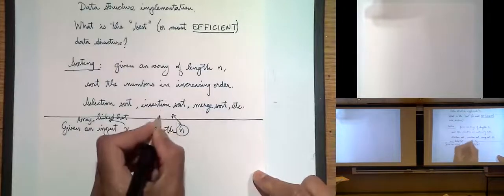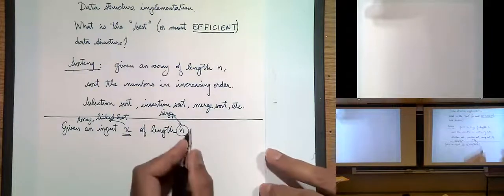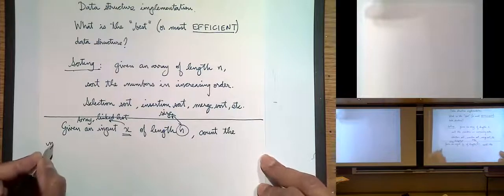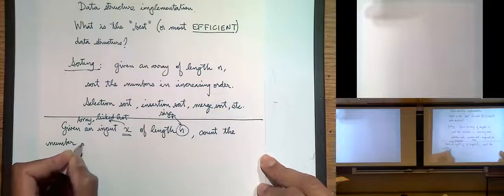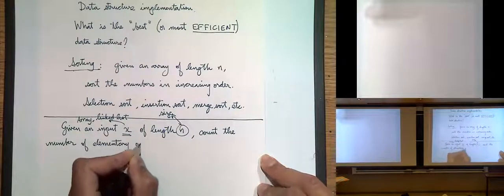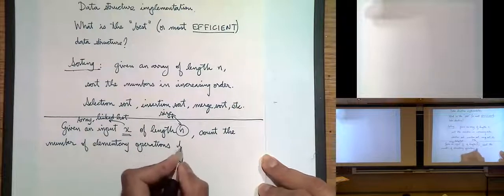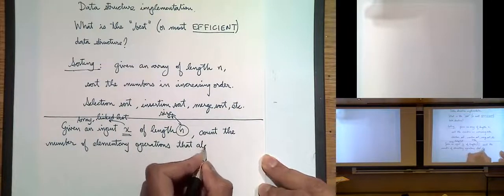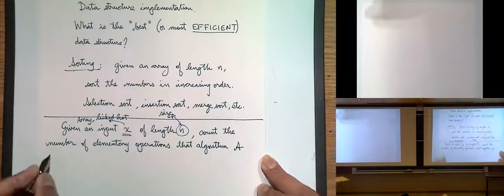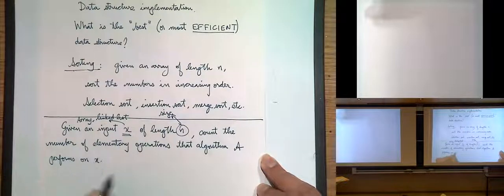This is the size of the input. So we can say: count the number of elementary operations that algorithm A performs on X. Okay, so there's a lot of words here.